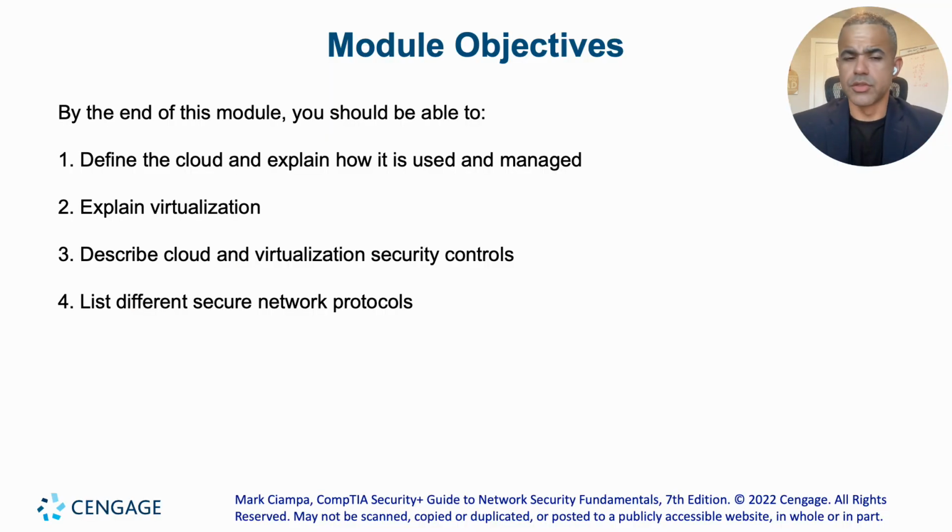Okay, our module objectives: to define what cloud is. Cloud is a term that's getting tossed around quite a bit. Most people think it's ephemeral hardware sitting somewhere in the sky, but we're going to talk about what it actually is, what the main components are, how it's used, how it's managed. Go into virtualization a bit, because largely all of the infrastructure and services used in the cloud are virtualized or go through some kind of hypervisor. We're going to describe the security controls. So now that we know what a cloud is, how can we secure a digital cloud? And then list all of the different protocols that we can use to protect the traffic in transit as it's flowing across different cloud services and components.